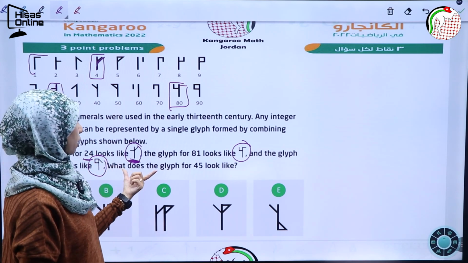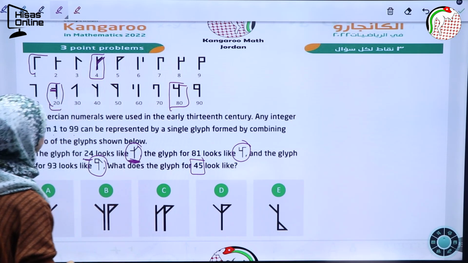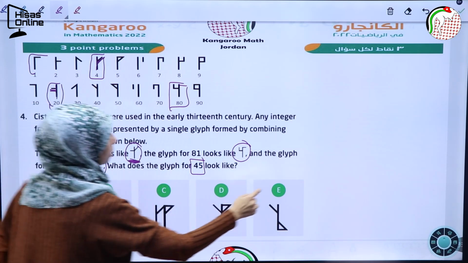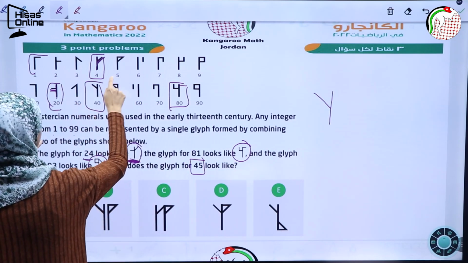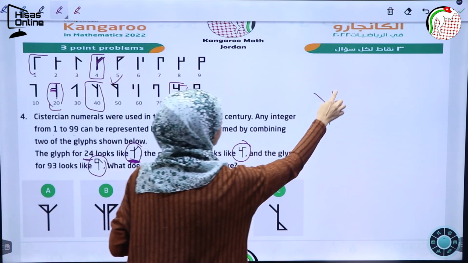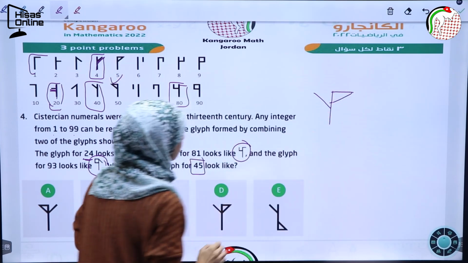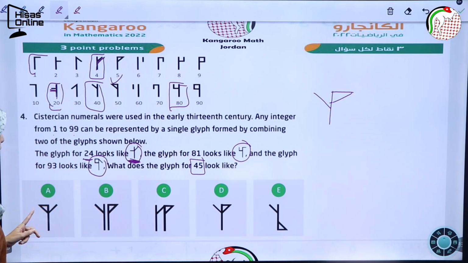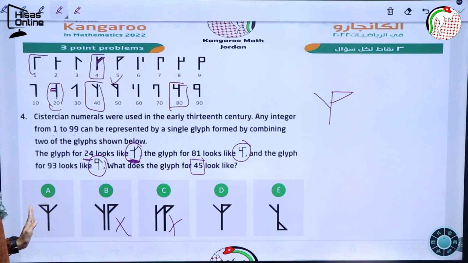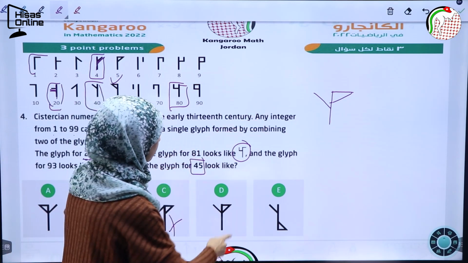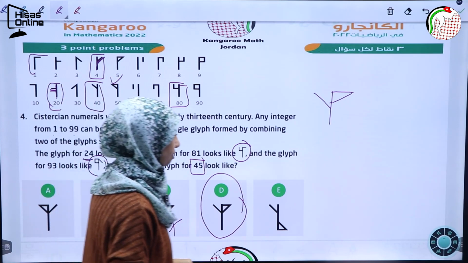They want us to find the glyph for 45. So this is 40, so I have 40 like this here. And what about 5? 5 is another vertical line with this triangle beside. So I need to look for this shape. This is not correct, of course. Of course, this is the mirror image of my answer, and this one would be the right answer. D is the right answer.